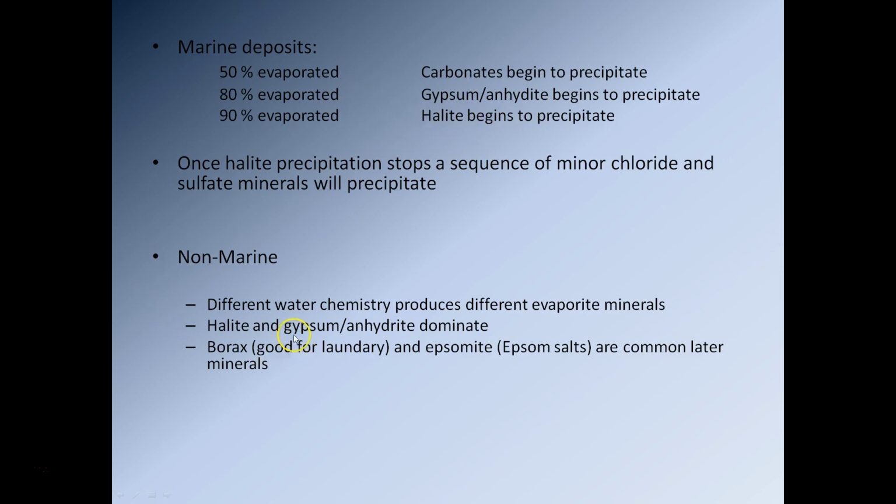Now, after halite and gypsum, you will also get another class of minerals. You'll get boron minerals being precipitated. Two of the most common ones are borax, which you might know from laundry detergent, and epsomite, which you might know because it's also referred to as Epsom salts. These borate minerals are only found in freshwater evaporites. They never occur in marine evaporites, and that's just a reflection of the different water chemistry. Freshwater is far more boron rich than marine water.